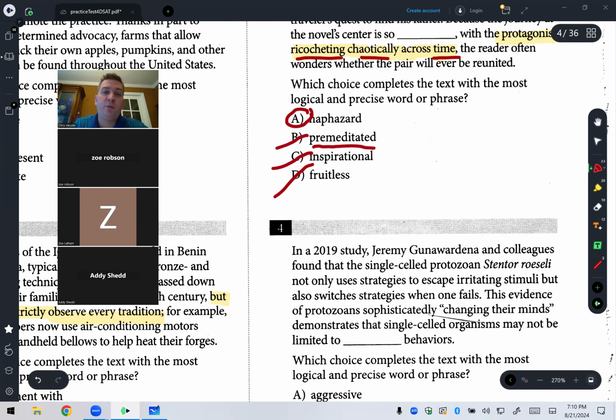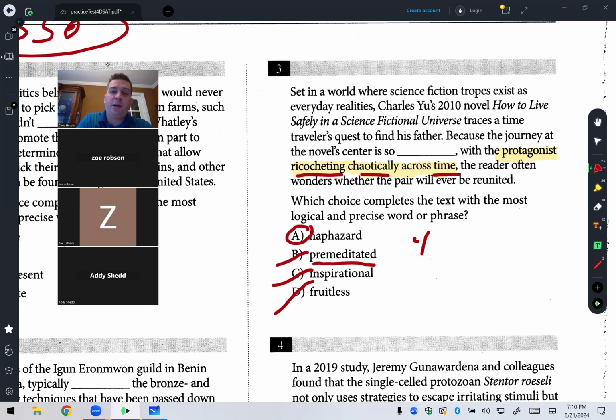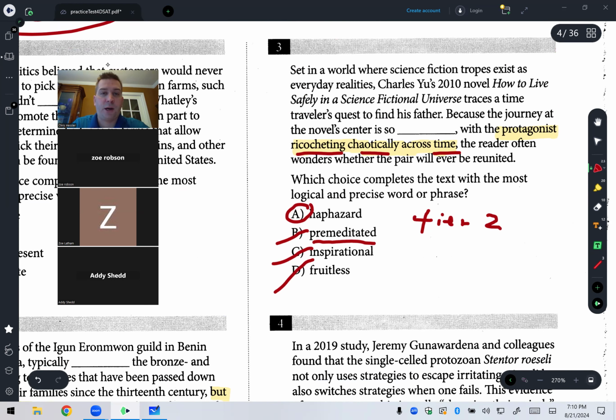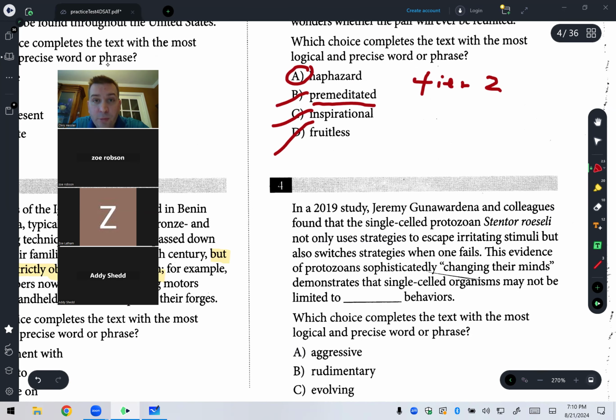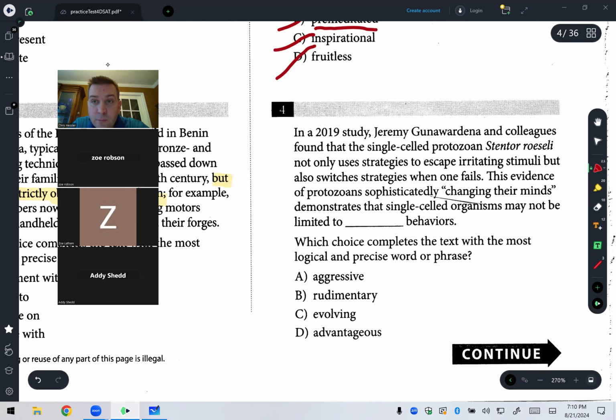So they're testing you a little bit on vocabulary, and they consider these to be tier 2 words. They believe that you should know haphazard means unplanned, sort of off the cuff. All right, number 4. All right, it looks like a science passage.